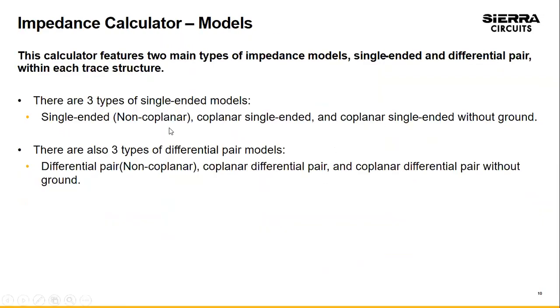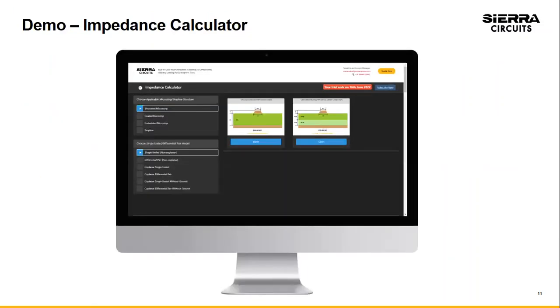And for each structure, we have models. We have three single-ended models: non-coplanar single-ended, coplanar single-ended, and coplanar single-ended without ground. Also, there are three differential pair models: non-coplanar differential pair, coplanar differential pair, and coplanar differential pair without ground plane. So you can select the structure that you want, and select the model depending on your application, and choose the calculator. So we'll go to the impedance calculator.